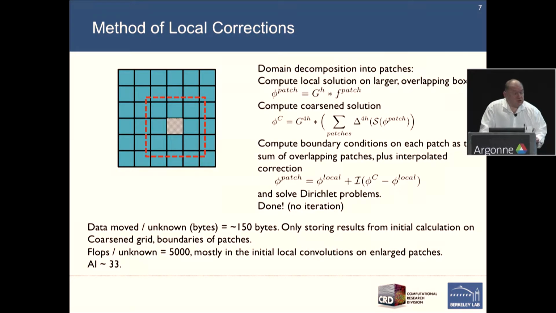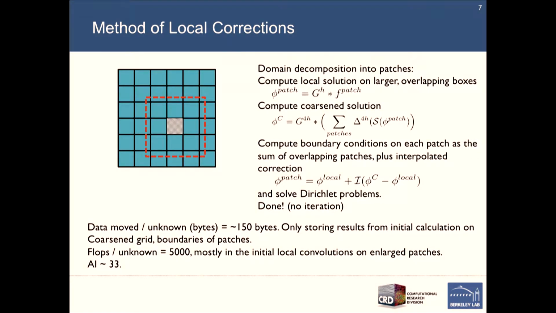Looks very much like multigrid structurally, but it's different. And it's different in a way that is favorable to what we want to do. We do a lot more floating point operations and a lot less data motion. Comes with a price, and I'll discuss that. So again, it's domain decomposition into patches.